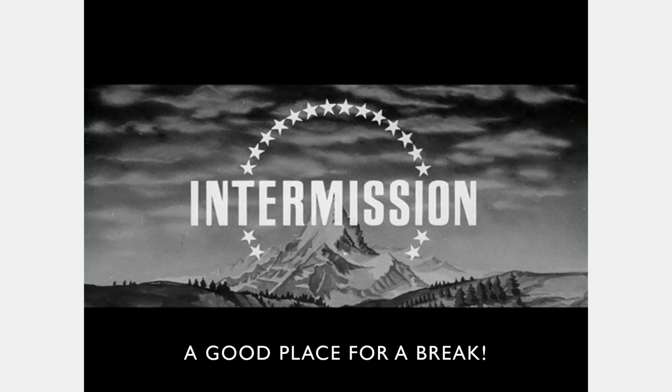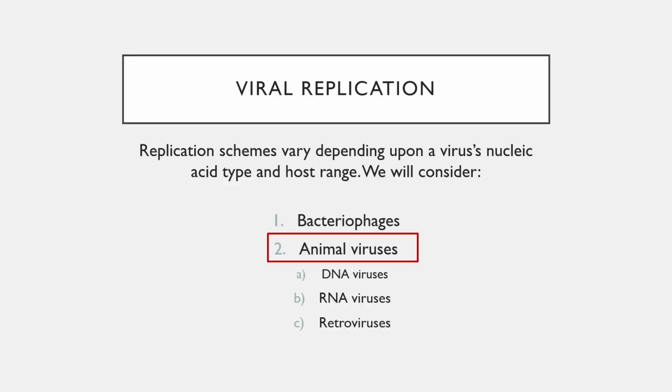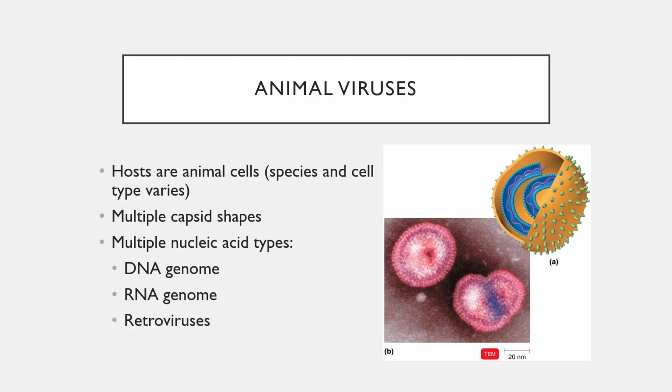So now we're going to move on to discussing animal viruses. The hosts of animal viruses are animals, which includes ourselves. Although the species and cell type varies, the host range is different for each animal virus. They exhibit a wide variety of capsid shapes. They can be polyhedral, helical, or complex. And they exhibit multiple nucleic acid types. So we're going to be talking about RNA viruses, DNA viruses, and retroviruses individually as we talk about animal viruses at large.